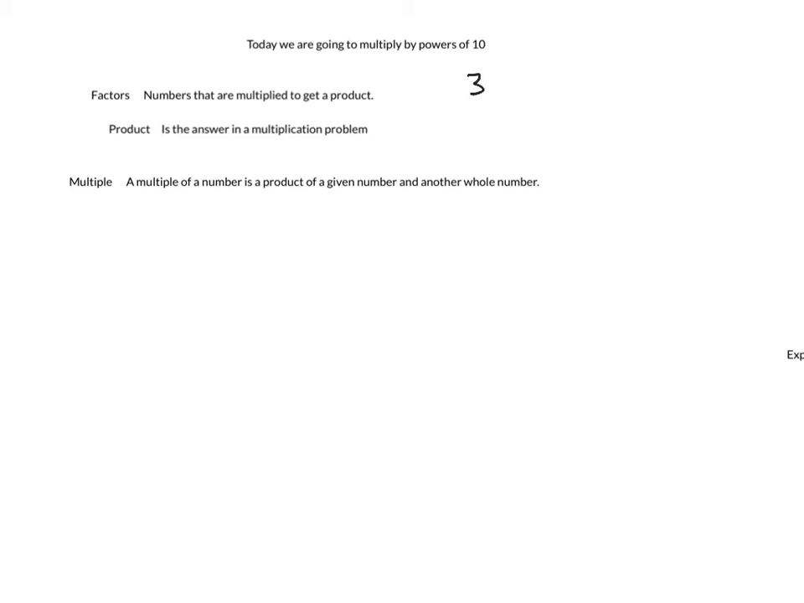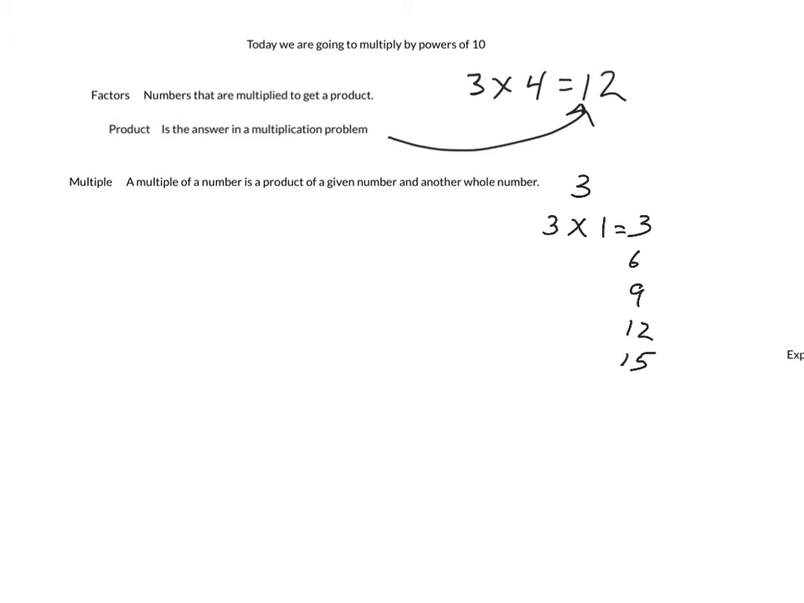So as you know, if I have a problem like 3 times 4, 3 and 4 are my factors. 12 is the product. Multiples of a given number are the product. So if I was looking for multiples of 3, it would be 3, 6, 9, 12, 15, and so on. Because when you multiply 3 by a whole number, that is the product. So these are all multiples of 3.